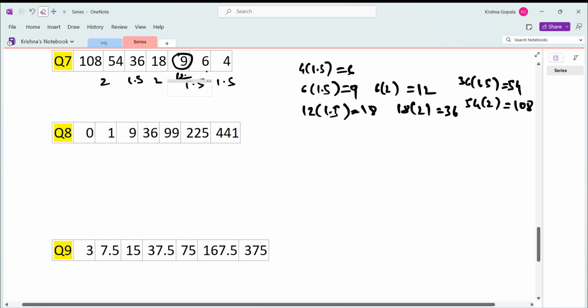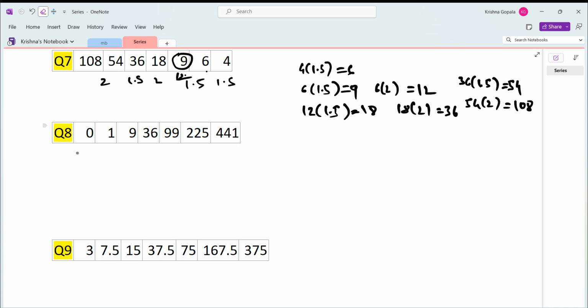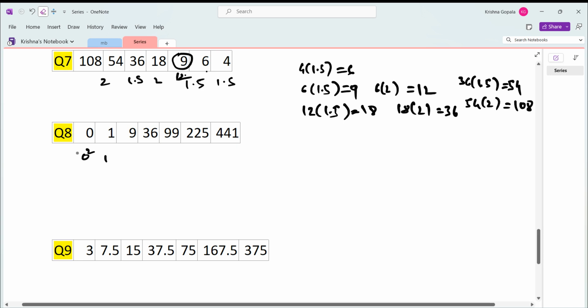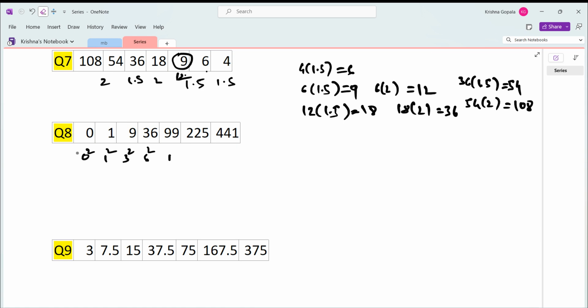It's a very interesting problem. Let's see. So here, if you can see, 0 square, 1 square, 3 square, 6 square, somewhere around 10 square, 15 square, 21 square. Clearly, looking like 99, somewhere something is off. This 99, look at this.